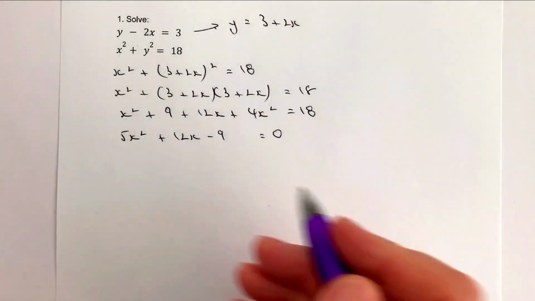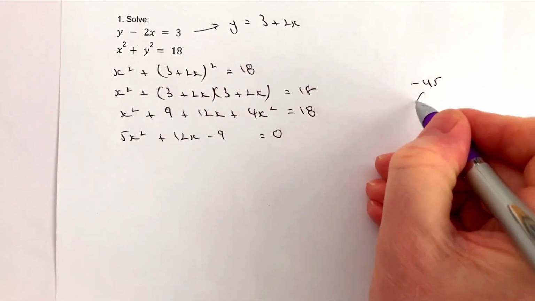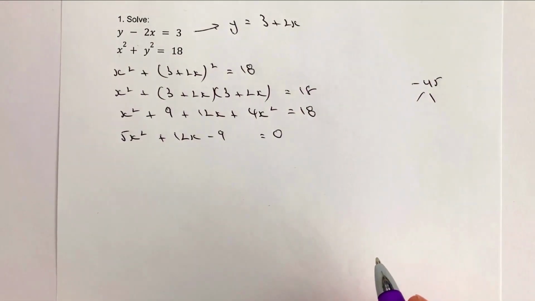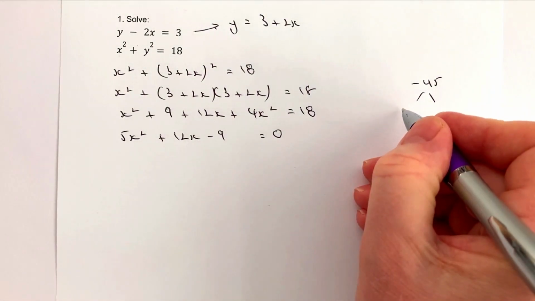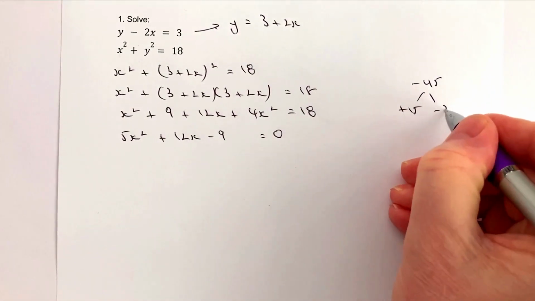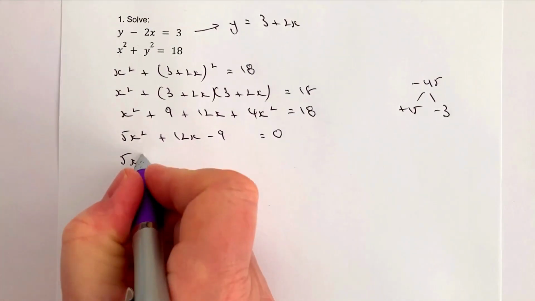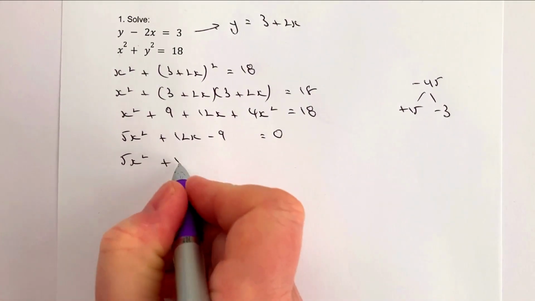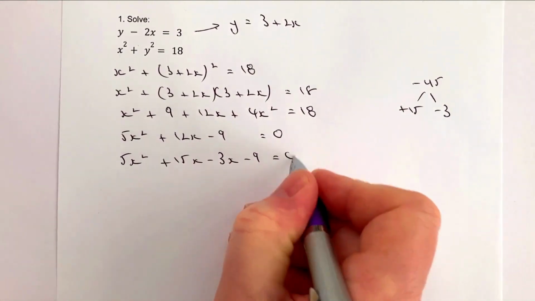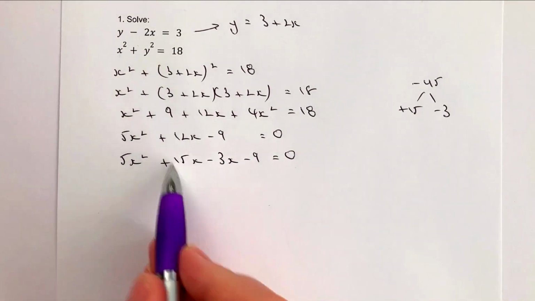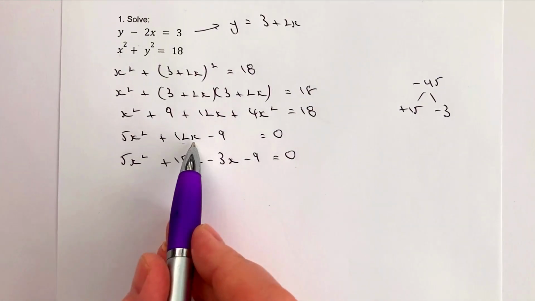So what I'm going to do is say 5 times minus 9 is minus 45. And the two factors that multiply together to make minus 45 and add to make plus 12 are going to be plus 15 and minus 3. So I can now rewrite this equation as 5x squared plus 15x minus 3x minus 9 equals 0. I haven't changed anything. I've just changed these two values in the middle, but they still add to 12x.